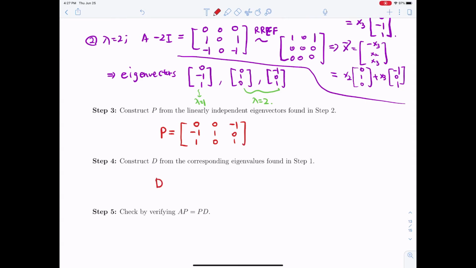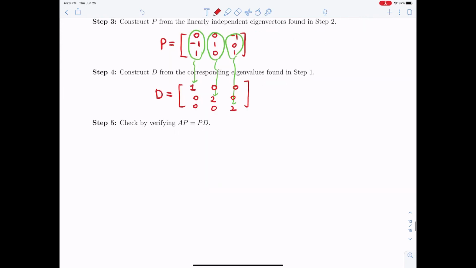And D corresponds to the diagonal matrix whose diagonal entries are the eigenvalues. But here, you have to match the column vector of P with the corresponding eigenvalue. So for example, the first entry should be 1, and the second and the third one should be 2. So the diagonal matrix should have 1, 2, 2 in the diagonal entries, and the rest are zeros. Then once you have that, we have the relation AP equals PD.